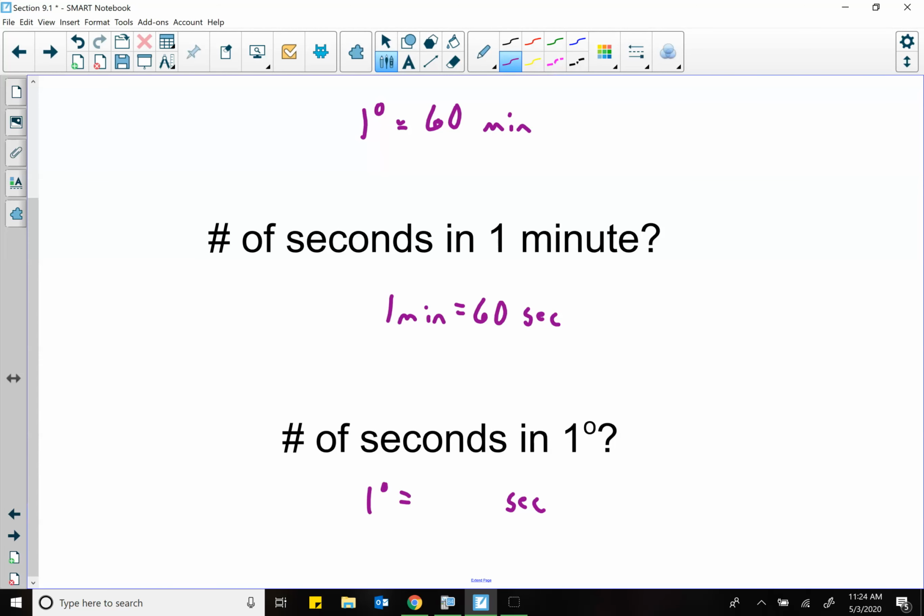Well, here's what we know. 1 degree is made up of 60 minutes. 1 minute is 60 seconds. So all you have to do is multiply those two together. And hopefully you were thinking 3,600, Mr. Armstrong. And I would be like, yeah, you're absolutely right. 1 degree is made up of 3,600 seconds.